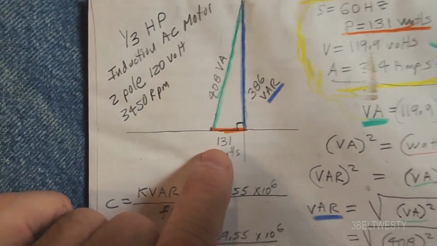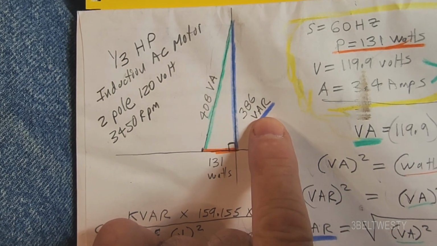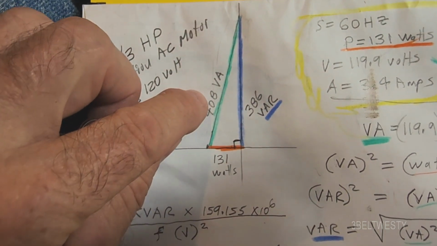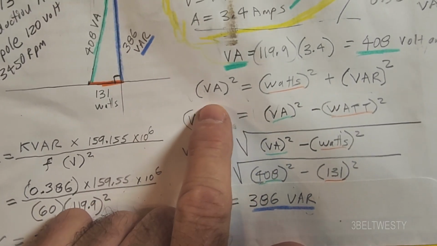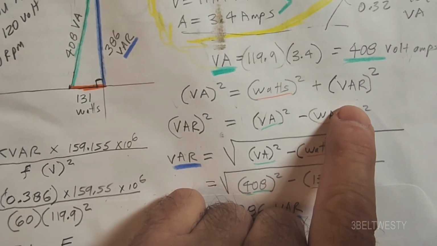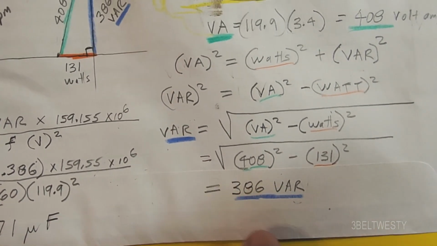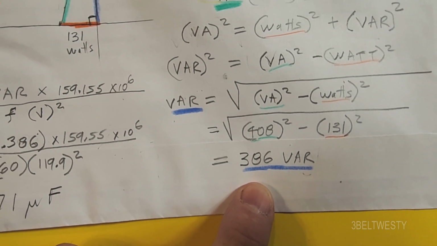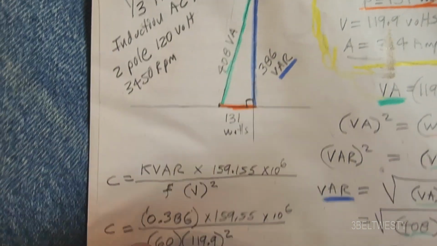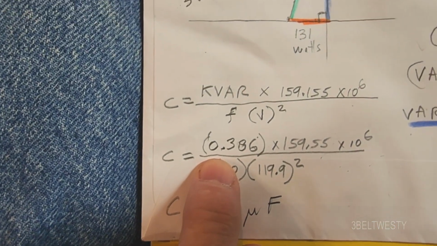You can take this leg is equal to this leg squared plus this leg squared. So you've got, just like for a carpenter, 131 squared plus 386 squared is equal to this squared. So the algebra here is you've got volt amperes squared is equal to watts squared plus VARs squared. Solve for the VARs, and you've got 386 VARs. That's for volt amperes reactive. Now if I take that and I convert it to kilovars, it's 0.386 kilovars.